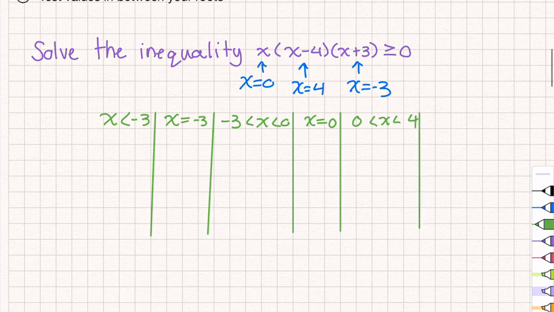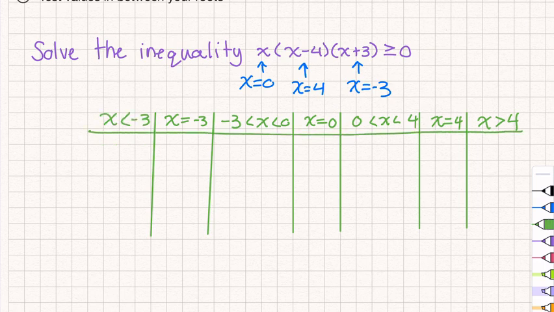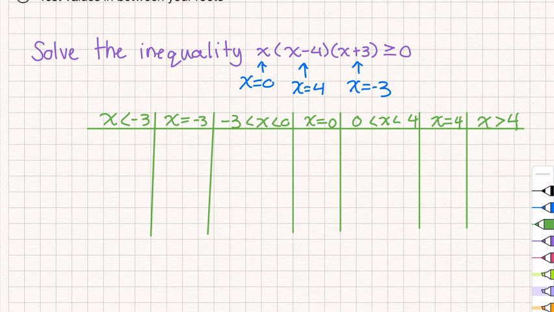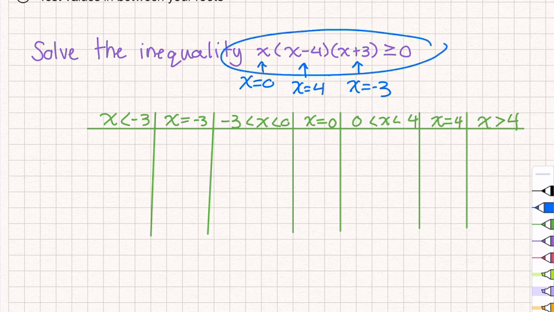We know that when x is equal to 4, it's going to be 0. And then we're going to check what happens when x is greater than 4. So we're checking every side of our roots. In order to check this, we're going to see what happens when we sub in a value that's less than negative 3 into our equation here.